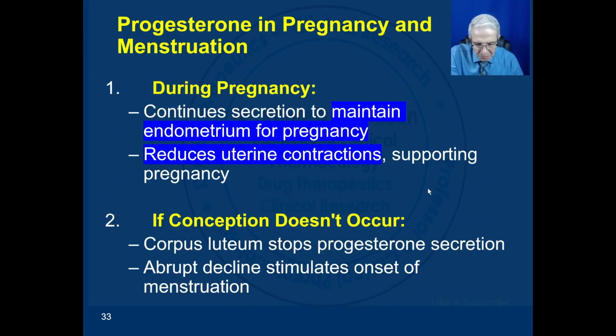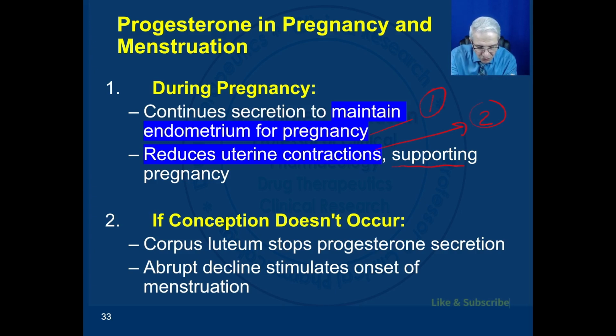Okay, what is the role of progesterone during pregnancy? Progesterone maintains the endometrium for pregnancy. This is the first benefit: continued secretion of progesterone to maintain the endometrium for pregnancy. Number two, progesterone decreases uterine contraction. We can say progesterone supports pregnancy. So two things: maintain the endometrium and prepare the environment for the pregnancy, and reduce contraction.